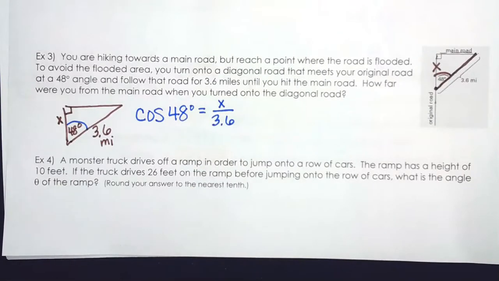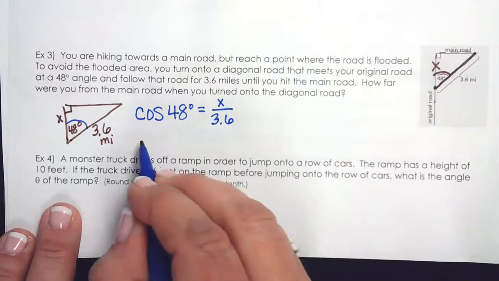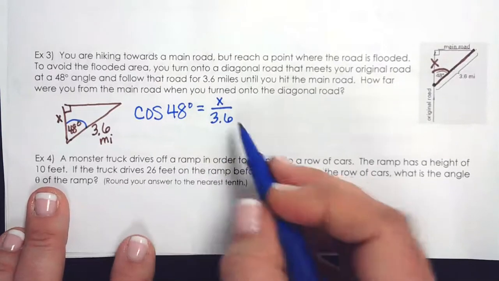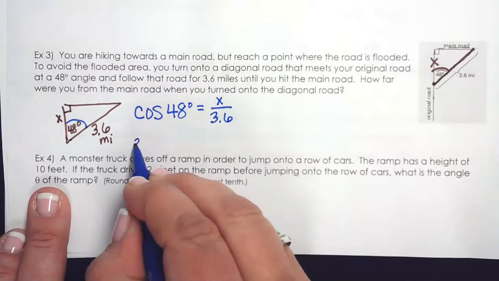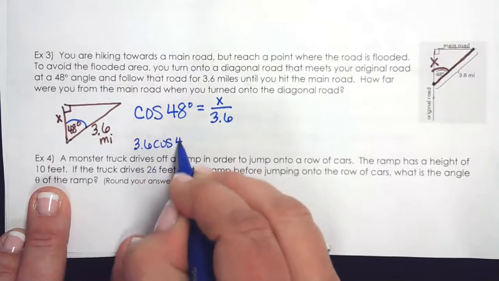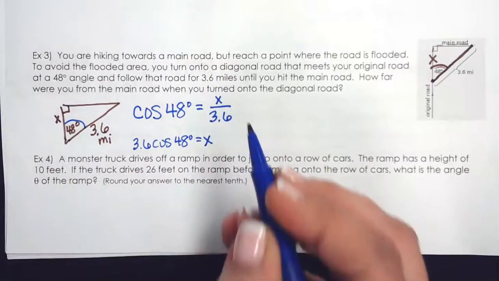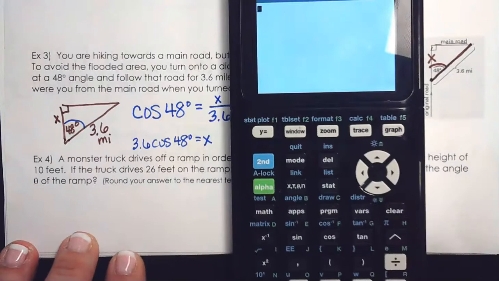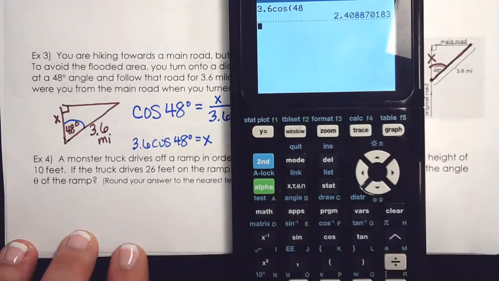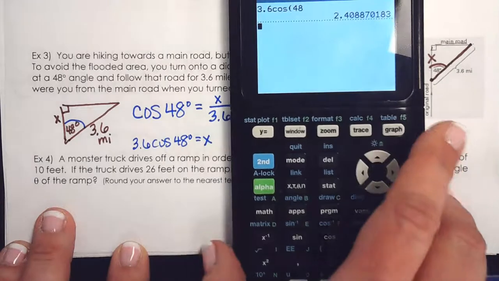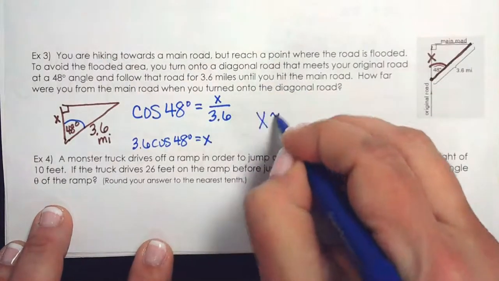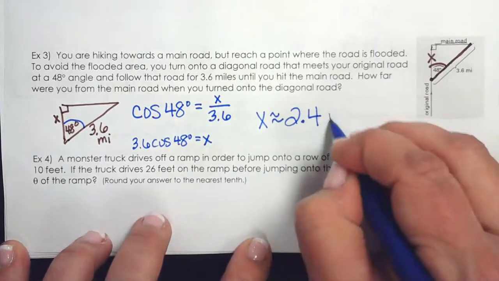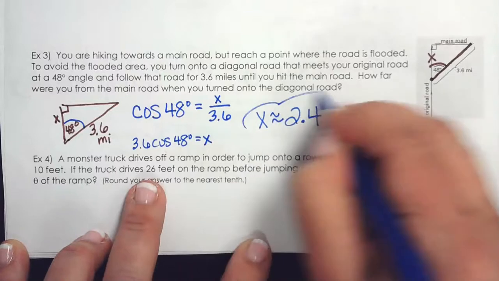What would we then do to solve this problem? Do we have to use inverse? No. But to isolate x, I need to multiply by 3.6. So we can just put 3.6 times the cosine of 48 in there. And we're rounding to the nearest tenth, so about 2.4. And because this problem did give us units, let's say that that's going to be 2.4 miles.